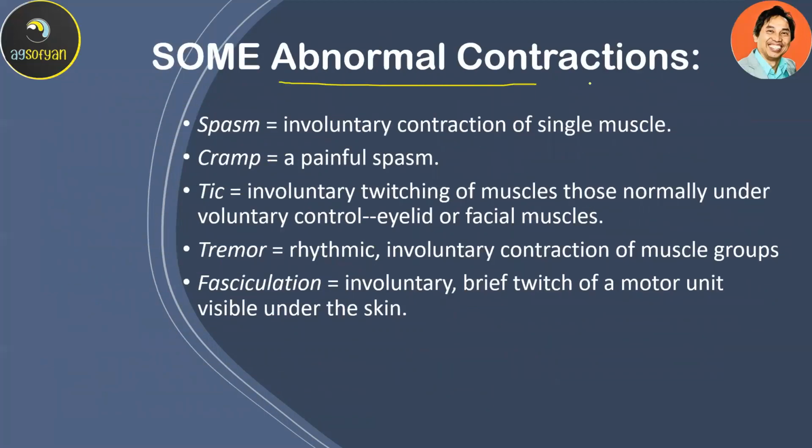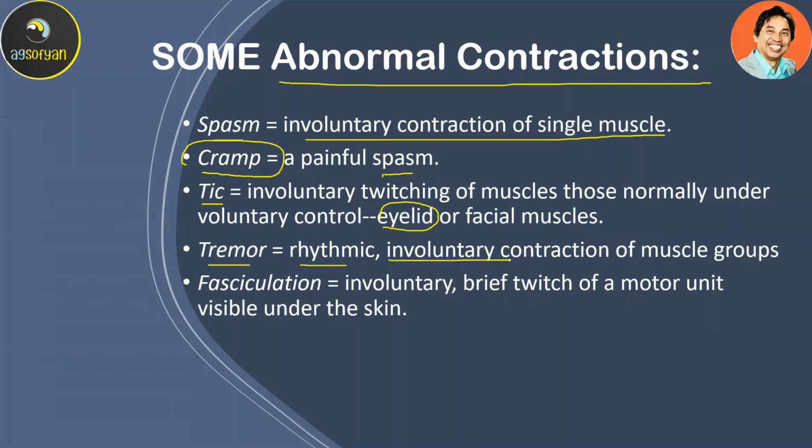There are also some abnormal contractions. Sometimes we feel a spasm, involuntary contraction of a single muscle, boom. Cramp is a really painful spasm. Tic is an involuntary twitching. Sometimes our eyelid just twitches, that is called a tic. Tremor is a rhythmic involuntary contraction of a muscle group. Fasciculation is an involuntary brief twitch of a motor unit that sometimes is visible under the skin.